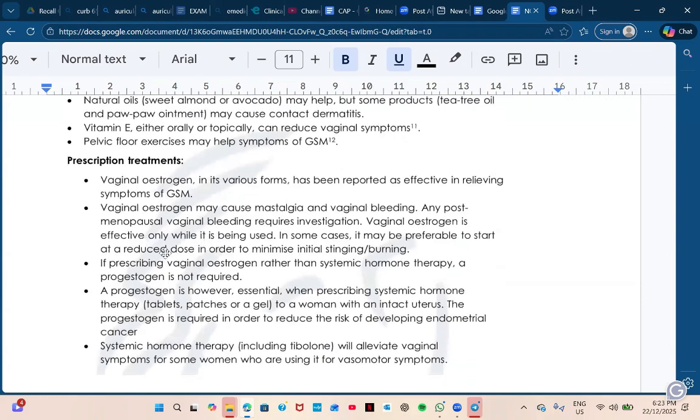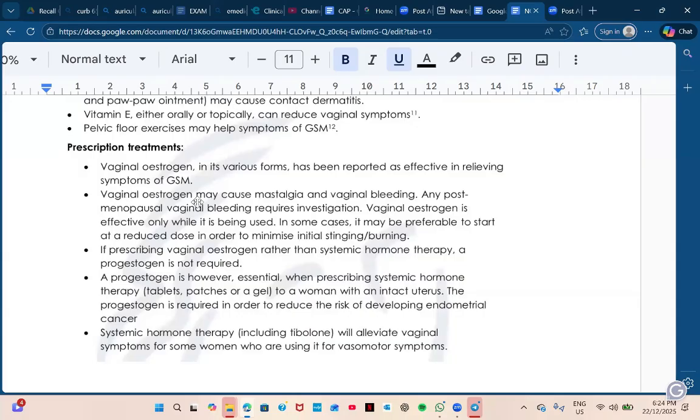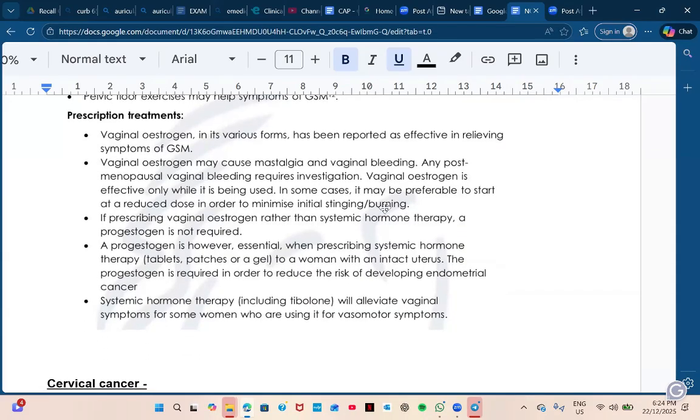Here, vaginal estrogen in its various forms has been reported as effective in relieving symptoms in this case. Vaginal estrogen may cause mastalgia and vaginal bleeding. Any postmenopausal vaginal bleeding requires investigation. Vaginal estrogen is effective only while it's being used. In some cases, it may be preferred to start at a reduced dose in order to minimize irritation. So please remember, vaginal estrogen is what we can usually give for these patients.